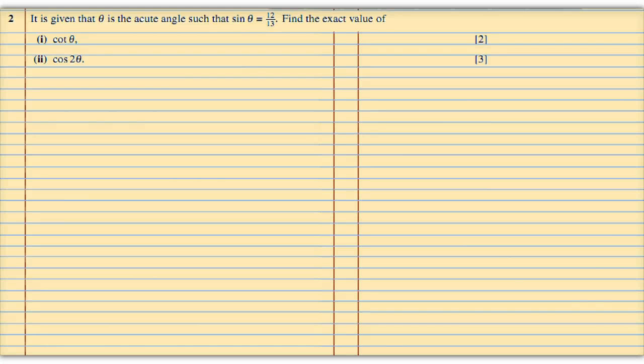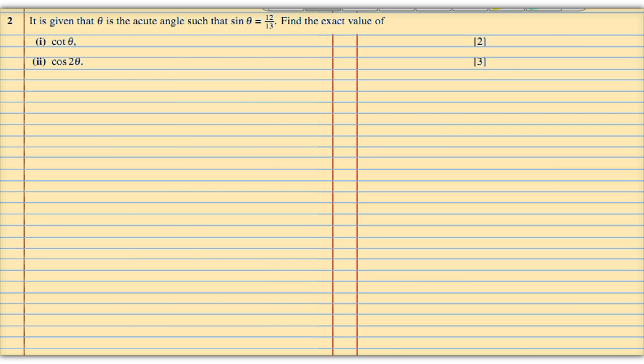Okay, so I'm going to look at question 2 now, and let's read it first. It says it's given that theta is the acute angle such that sine theta equals 12 over 13. Now we want to find the values of cot theta and cos of 2 theta.